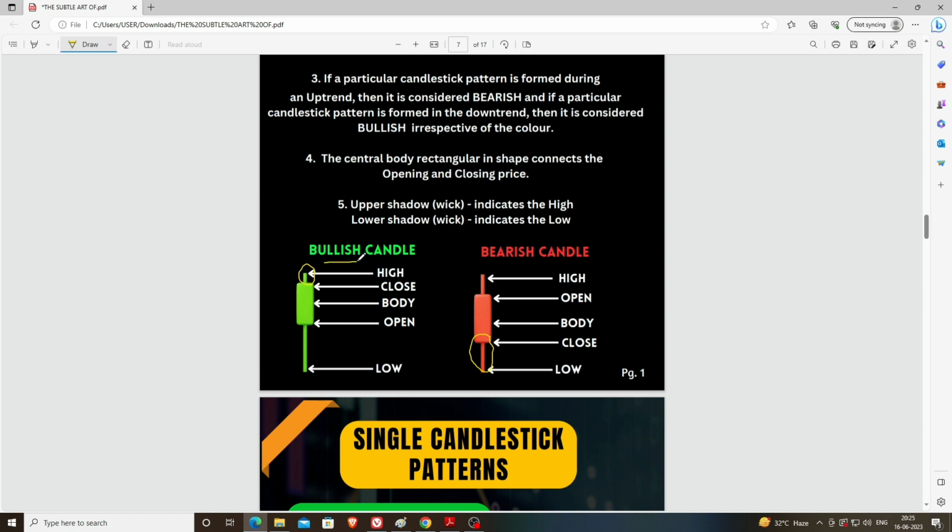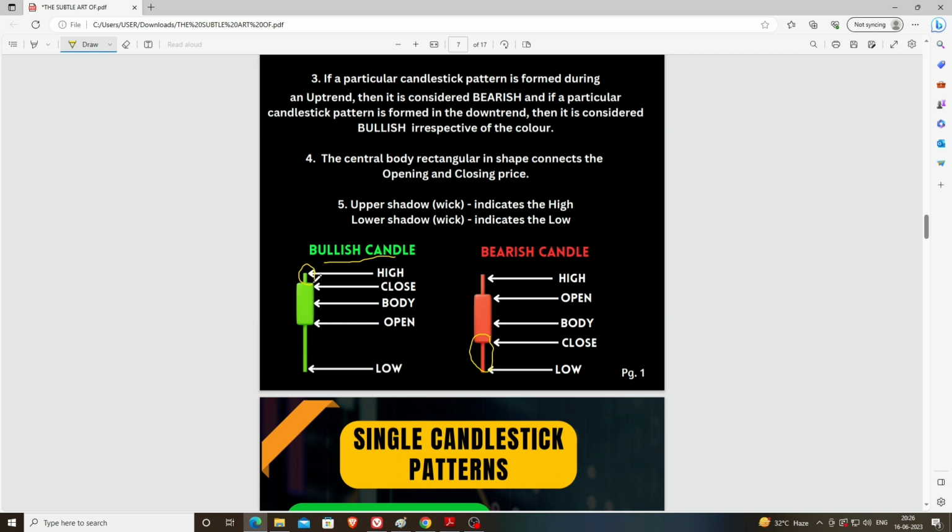So first, coming to the bullish candle. If you're looking at a bullish candle, then the body is the same for both the candles. The price opens from here, say rupees 100, and closes at, say, rupees 110. So the point from where the price starts to move up is known as the open, and the point where the price finally closes is known as the close. Okay, so what is this high and low?